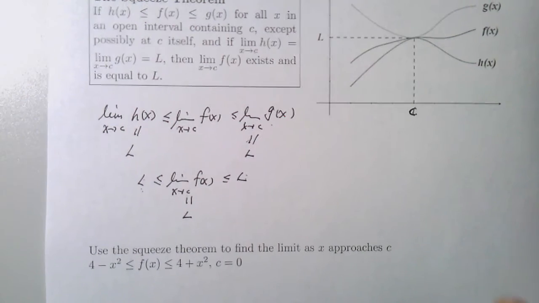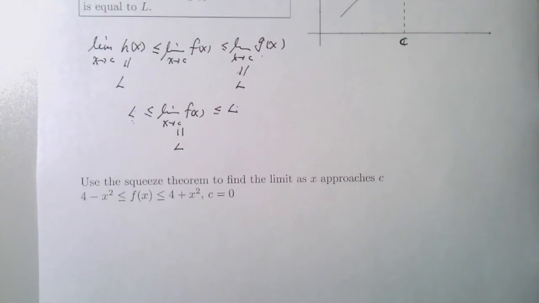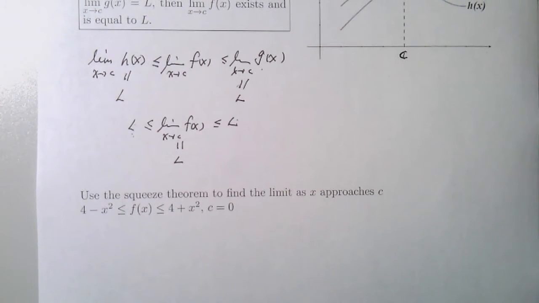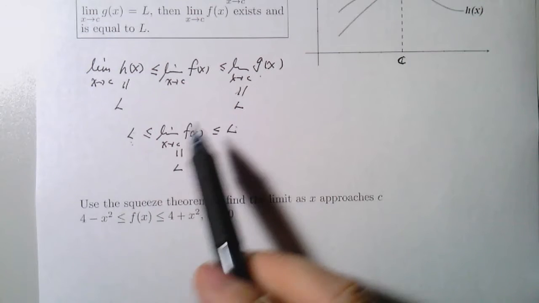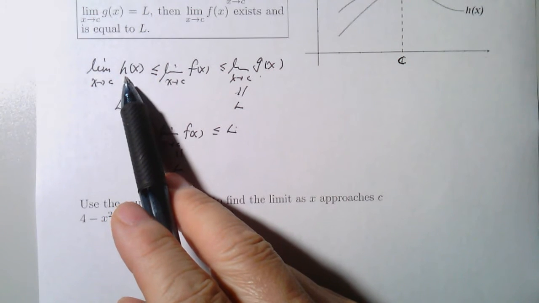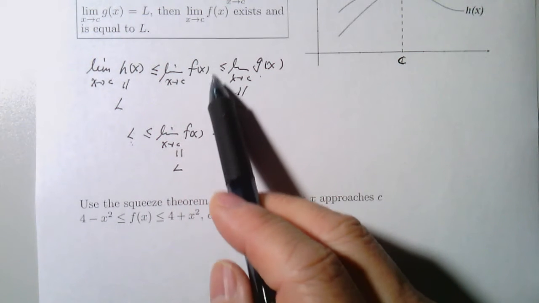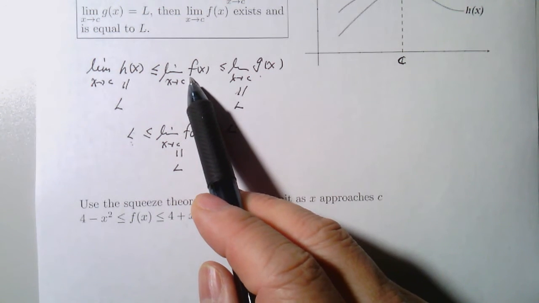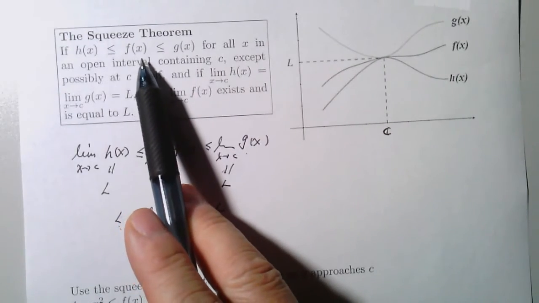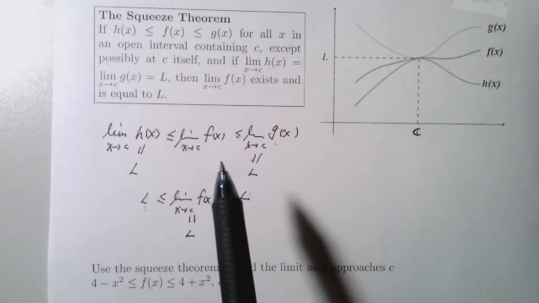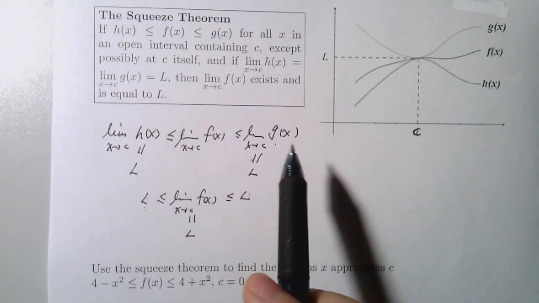From the Squeeze theorem, many times when we use it to find a limit, if we know the limit of h and the limit of g, and even if we do not know what the function f(x) looks like, but it satisfies this condition, we know the limit of f must exist and equals their limit.